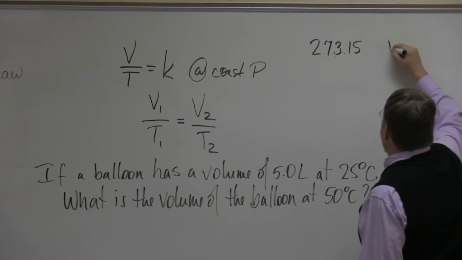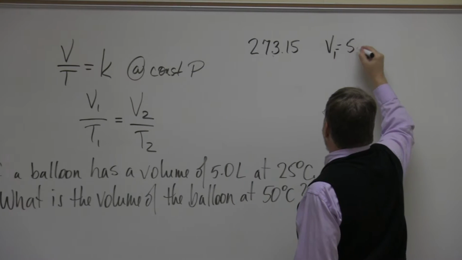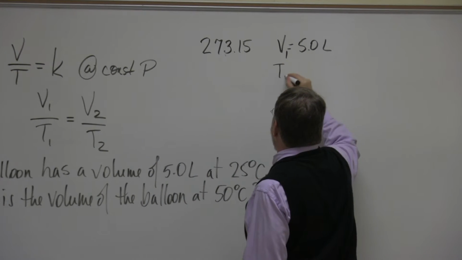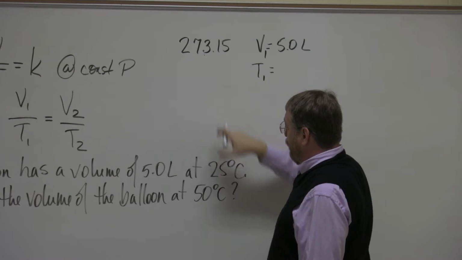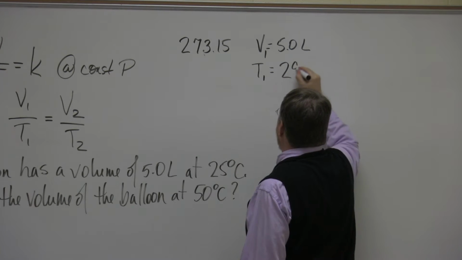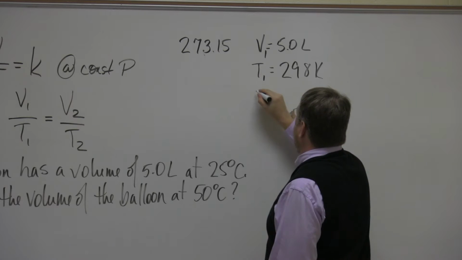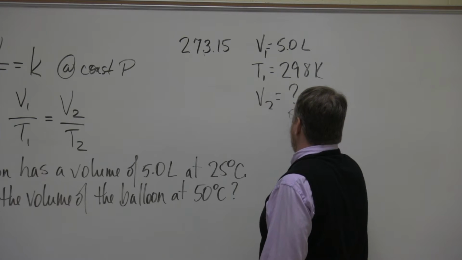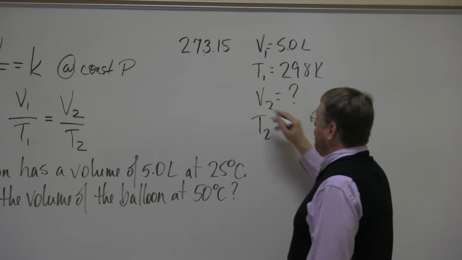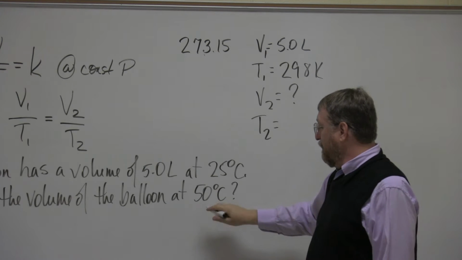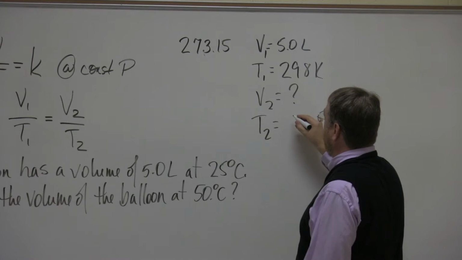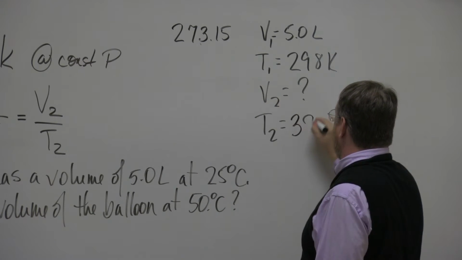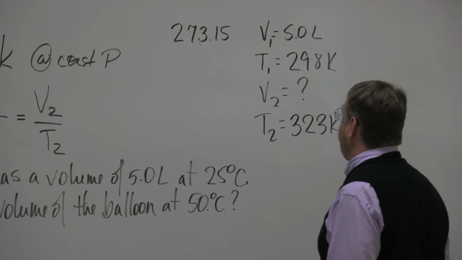So we're going to create our variable list. V1 is 5 liters. T1 is going to be 273 plus 25, which is 298 K. V2 is our unknown. T2 is going to be 273 plus 50, and that's going to be 50 to 2 sig figs. So we'll have 323 K.